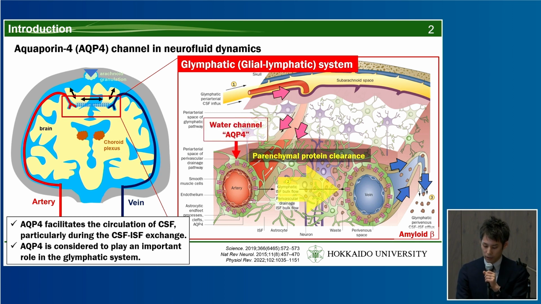A key protein in this process is the aquaporin-4 (AQP4) water channel, found particularly in the end feet of astrocytes around the small vessels. AQP4 has been suggested to facilitate the flow of interstitial fluid in CSF-ISF exchange, and it is considered to play an important role in the glymphatic system.